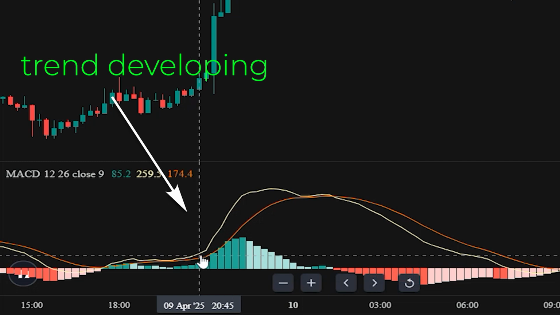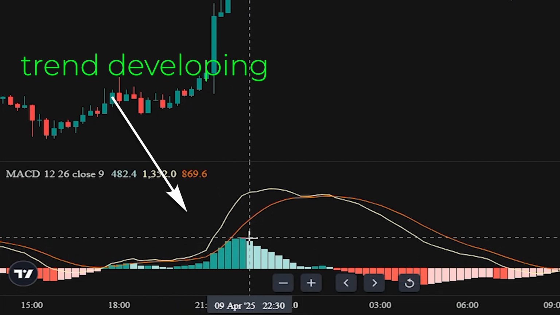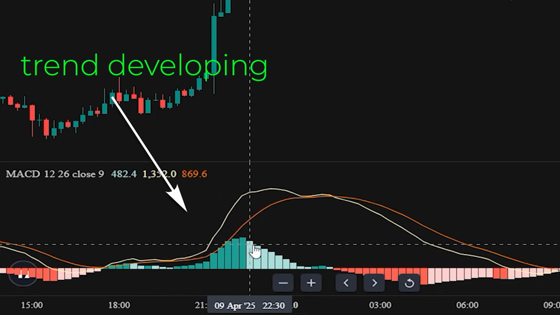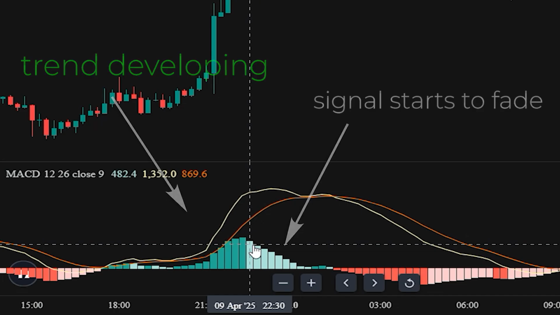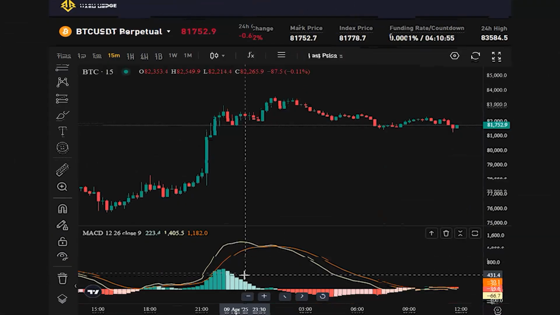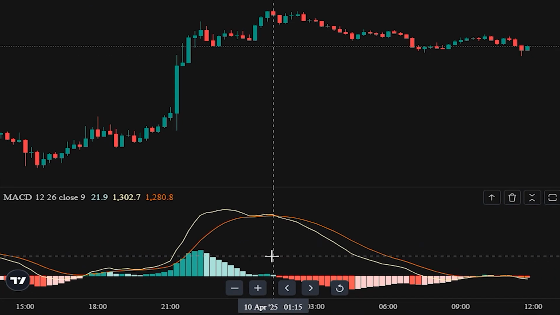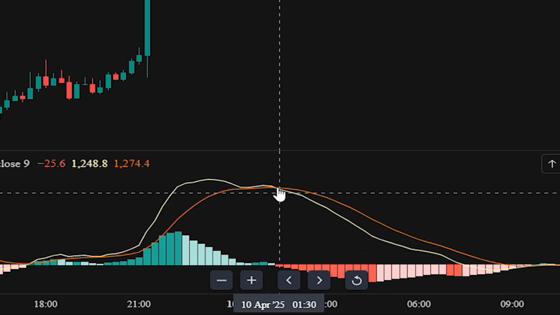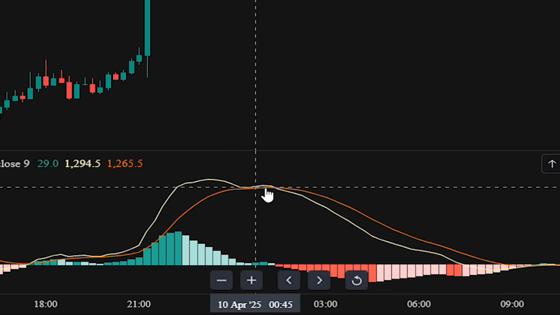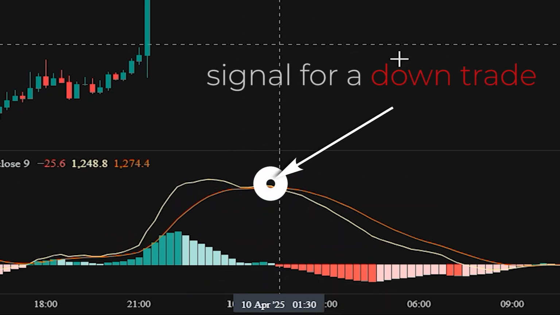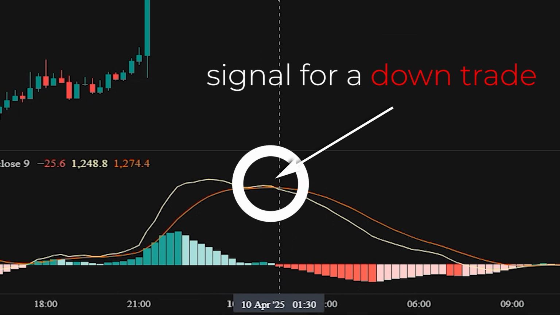Next, we see a trend developing. We can still use this signal. And as soon as the color changes to pale, we can see that the signal starts to fade. This is where we should close the trade. Then we are out of the market. And after that, we have a second signal, which is the opposite. Now the MACD line crosses the signal line from top to bottom. This is already a signal for a down trade.